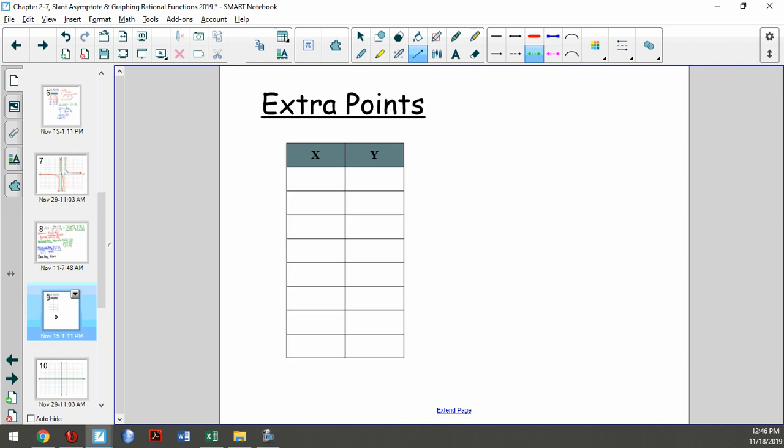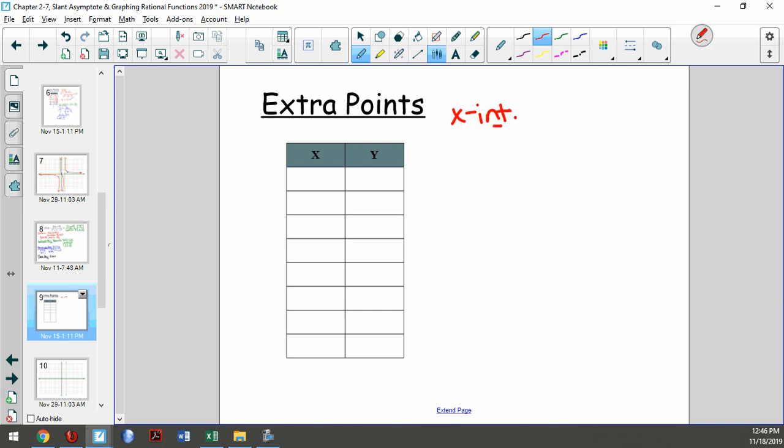I need to go find my intercepts now, don't I? So how do I find my x-intercepts? My x-intercept means I'm going to take N of x and set it equal to 0. But I want reduced N of x because it makes my life so much easier.